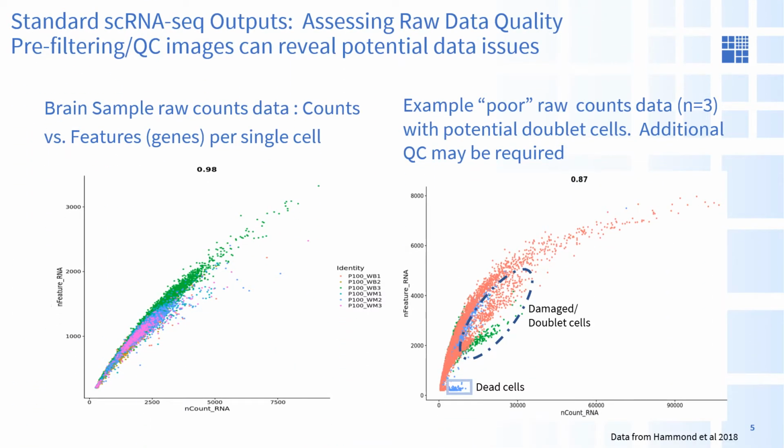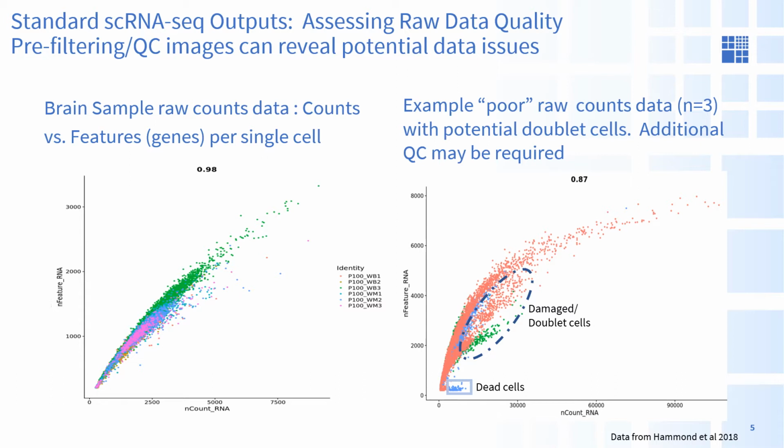So to kick us off, before you combine many data samples together into one analyses, it's important to look at your raw counts table. So on the left here, we have an example of some nice raw data. We're plotting the number of counts per cell versus the number of features or genes that have expression in each cell. And we see that there is a very high correlation between those two factors.